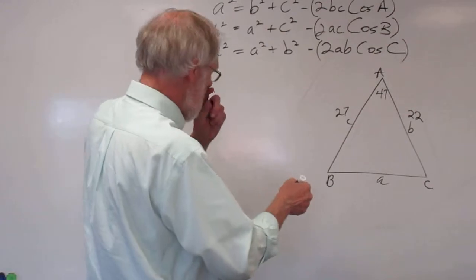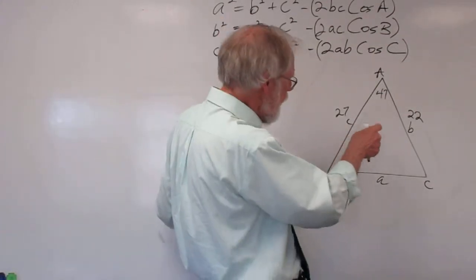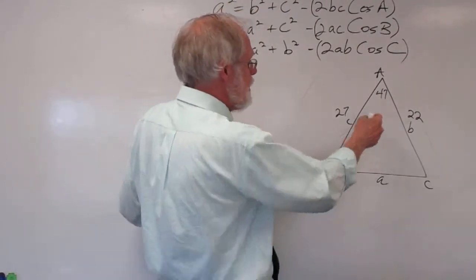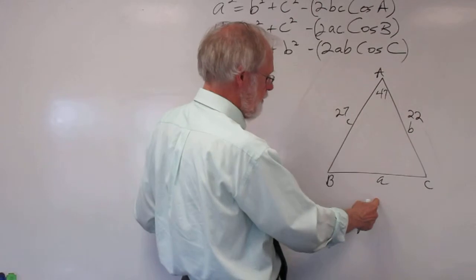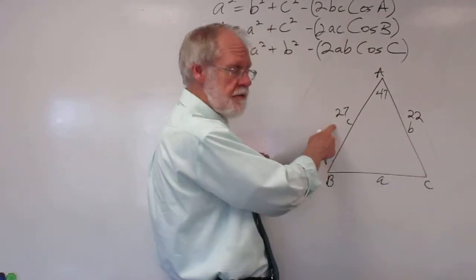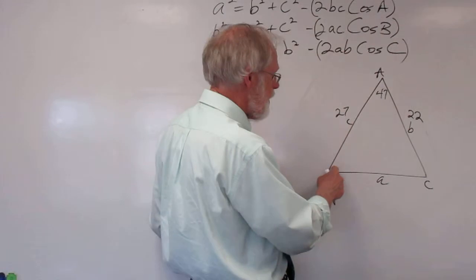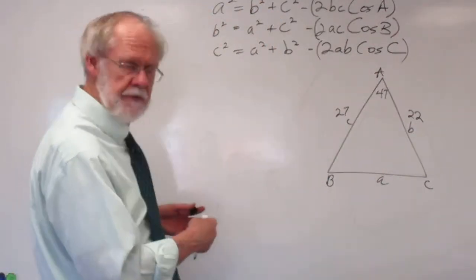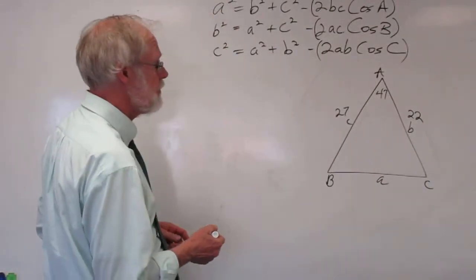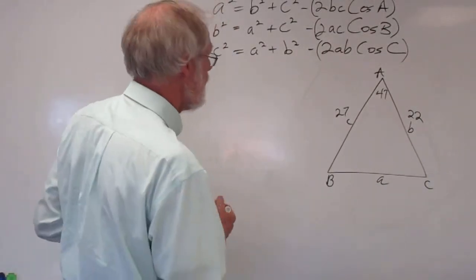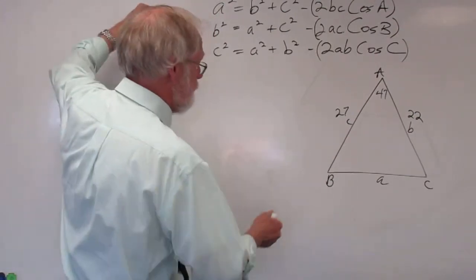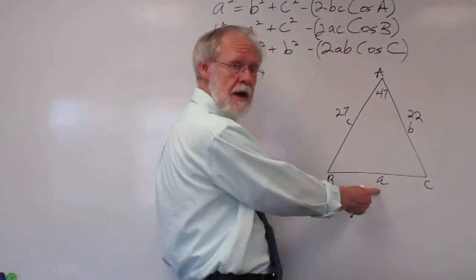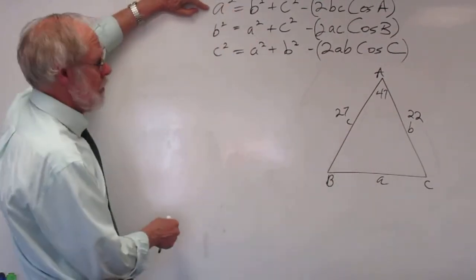So let's take a look at this problem that I've drawn here. First of all, we cannot use the law of sines to solve this problem, because if I try sine of 47 over a equals sine of C over 27 or equals sine of B over 22, I would have two variables. I need two equations to solve two variables, and I wouldn't have two equations, so we need something else. And that's the law of cosines. So here's what we're going to do. We're going to solve for side length a.